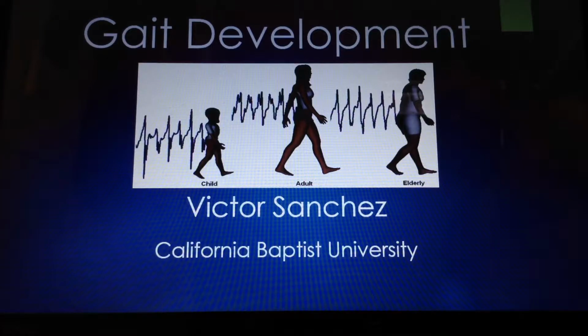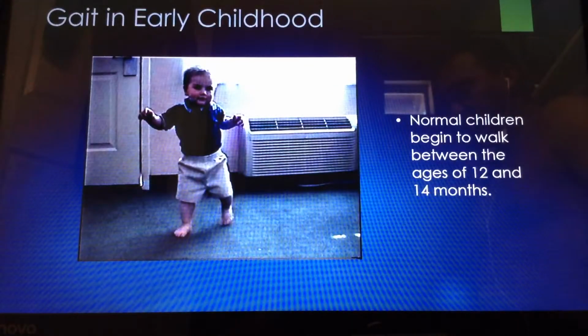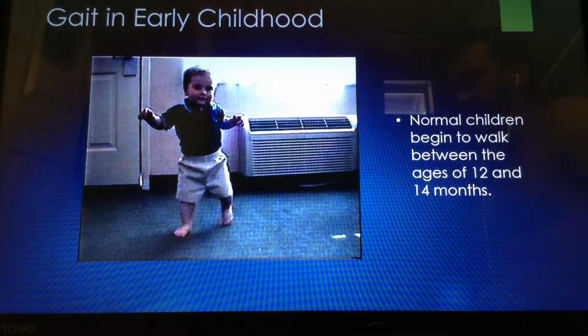Gait development. Normal children begin to walk between the ages of 12 and 14 months. The baby observed in the video appears to be this age and displays normal gait patterns for a new walker. All characteristics of gait in an early walker are aimed to improve balance and stability.